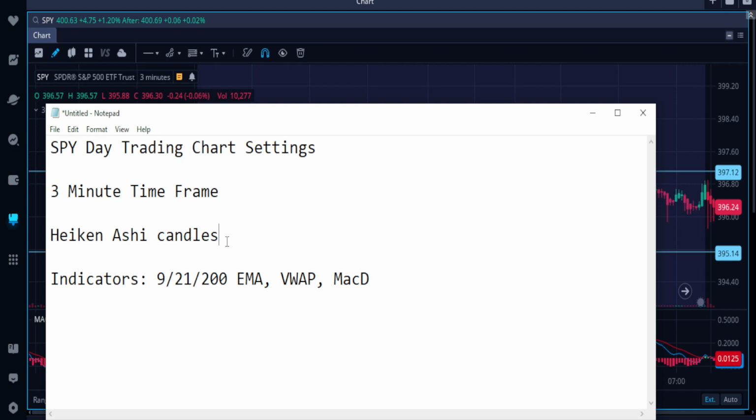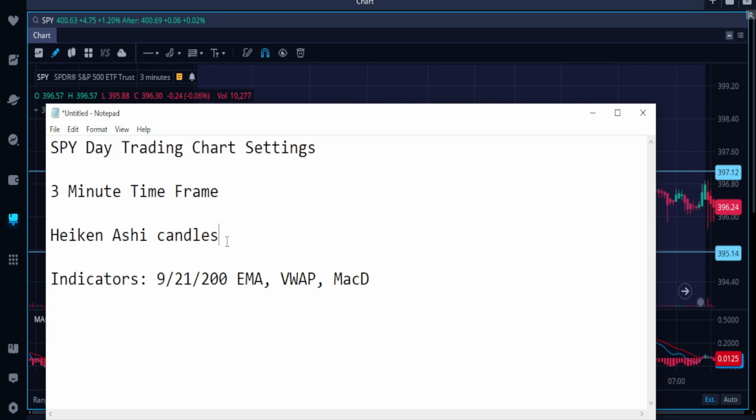Sometimes I switch back and forth with that. So the 9, the 21 EMA, and the 200 EMA. I have VWAP, however you pronounce that. I have that up on my chart settings as well. And I also like to look at the MACD.